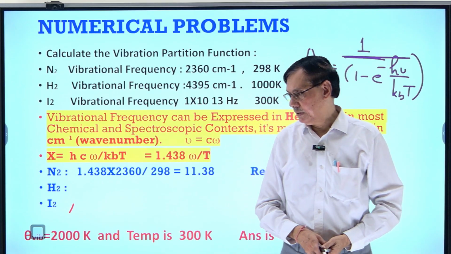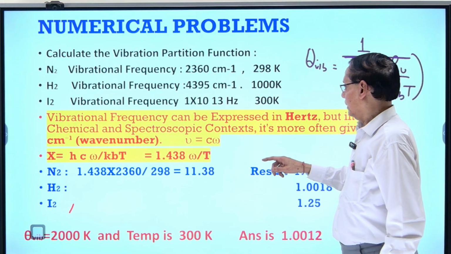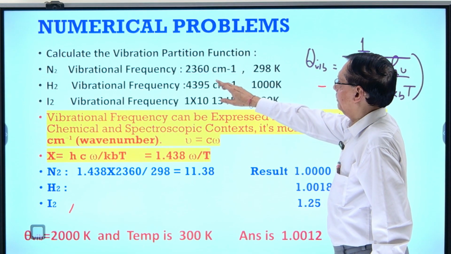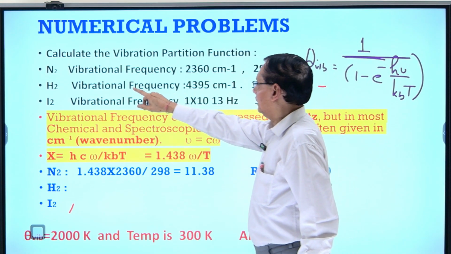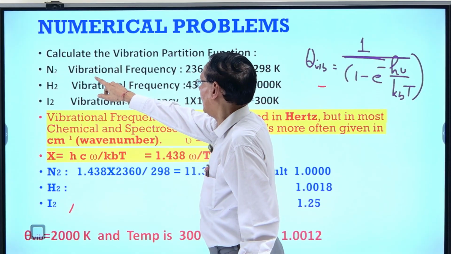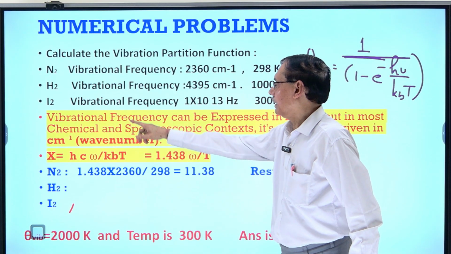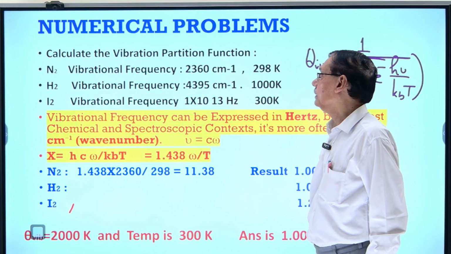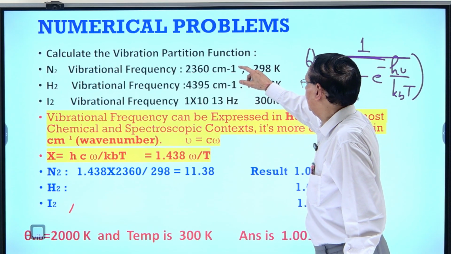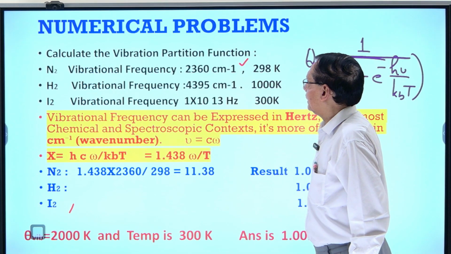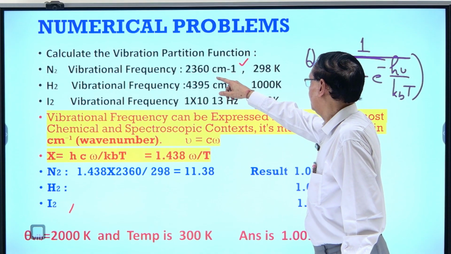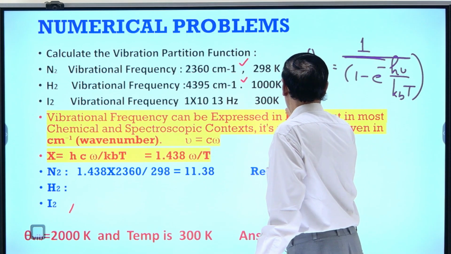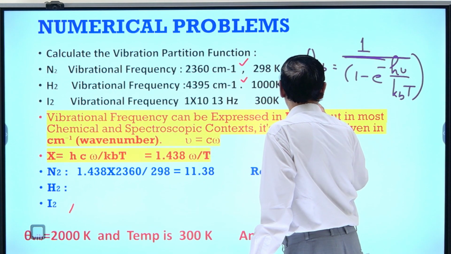I am giving a homework example: suppose you have to calculate the vibrational partition function of nitrogen, of hydrogen, and of iodine molecules. And I am giving the vibrational frequencies: 2360 centimeter inverse, 1, 439, and 1 into 10 to the power 13.